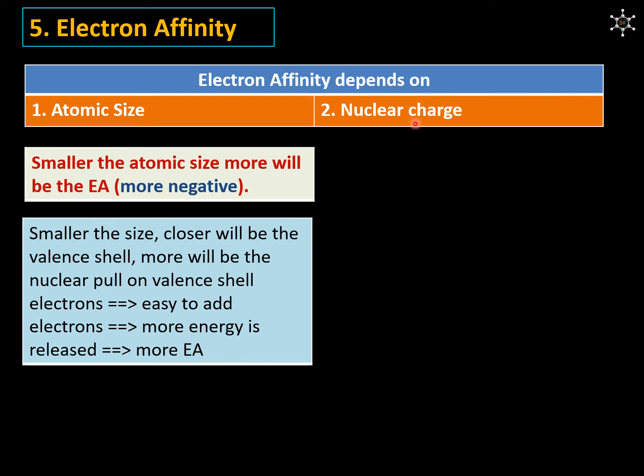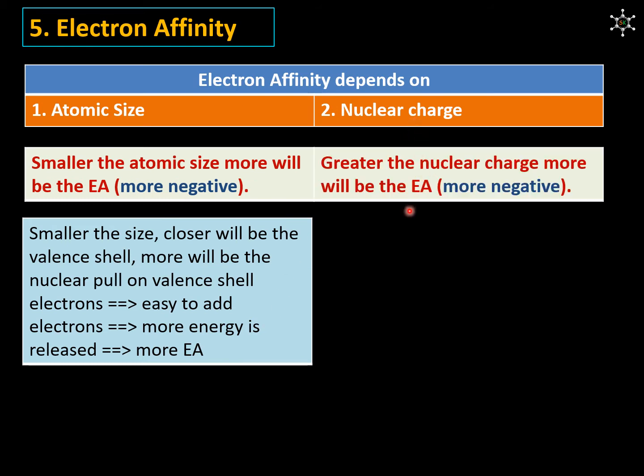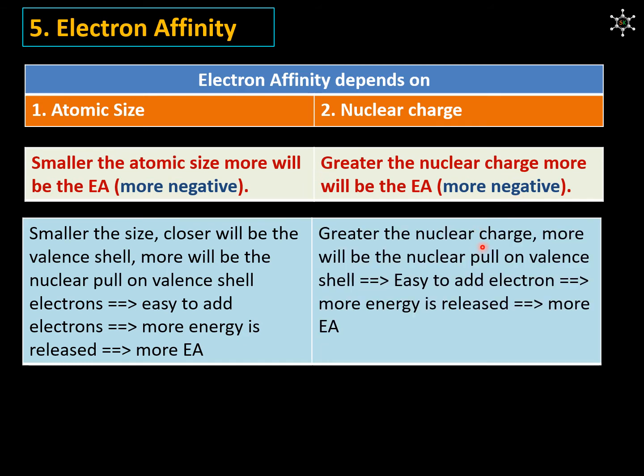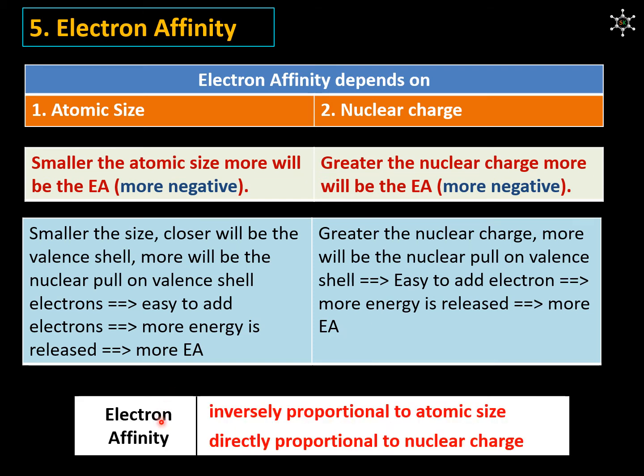Coming to the nuclear charge, the greater the nuclear charge, the more the electron affinity, or the more negative the electron affinity value will be. When we have greater nuclear charge, there is more nuclear pull on the valence shell. This makes it easy to add the electron, so more energy is released during the addition of an electron. In other words, there will be more electron affinity. Together, electron affinity is inversely proportional to atomic size, and directly proportional to nuclear charge.